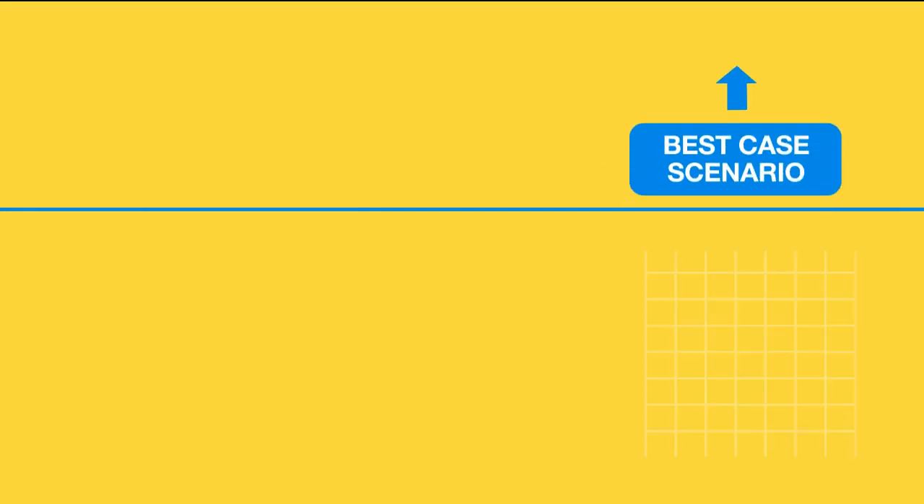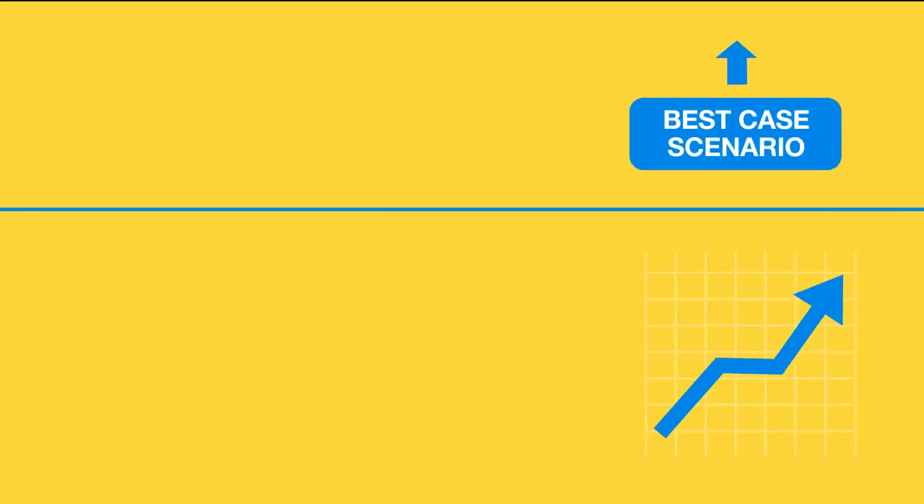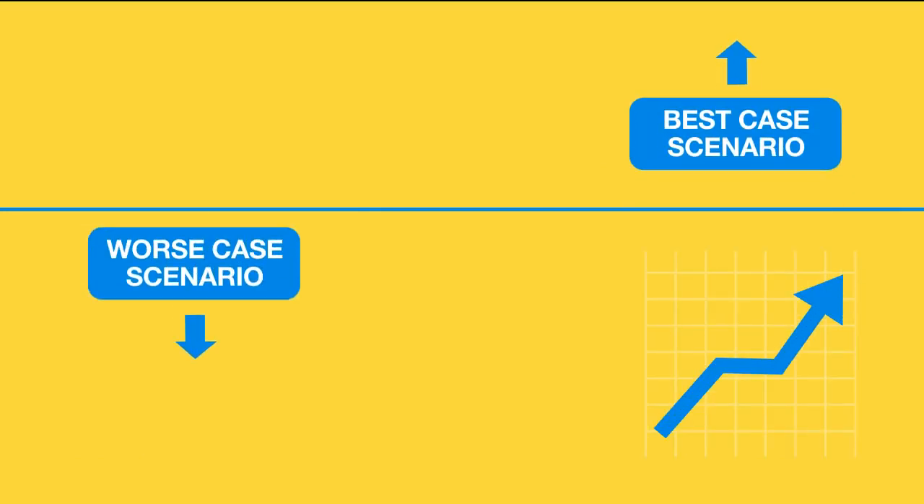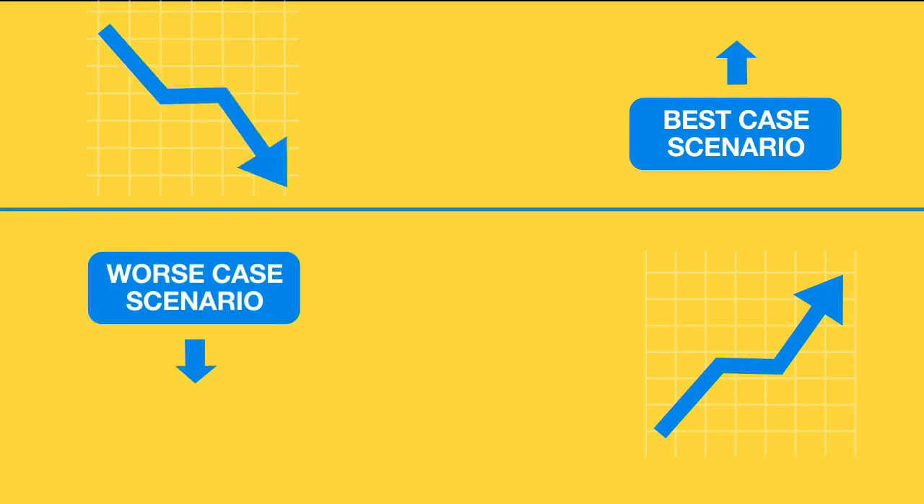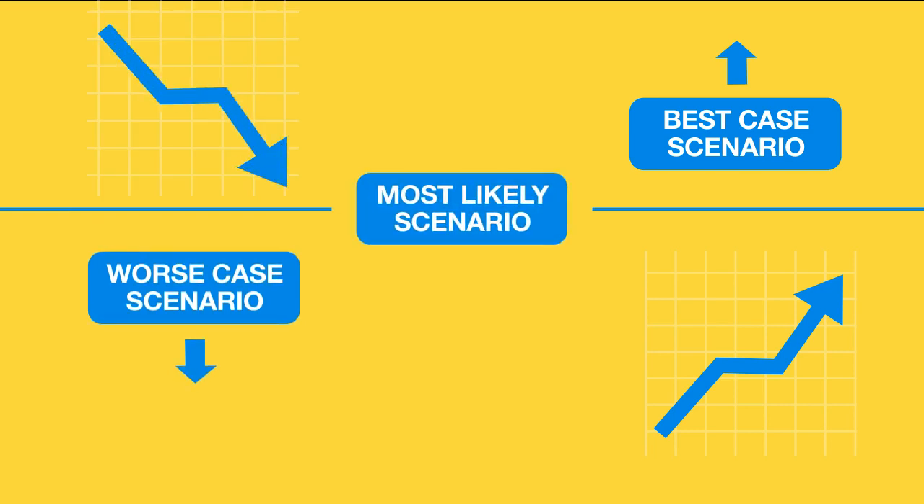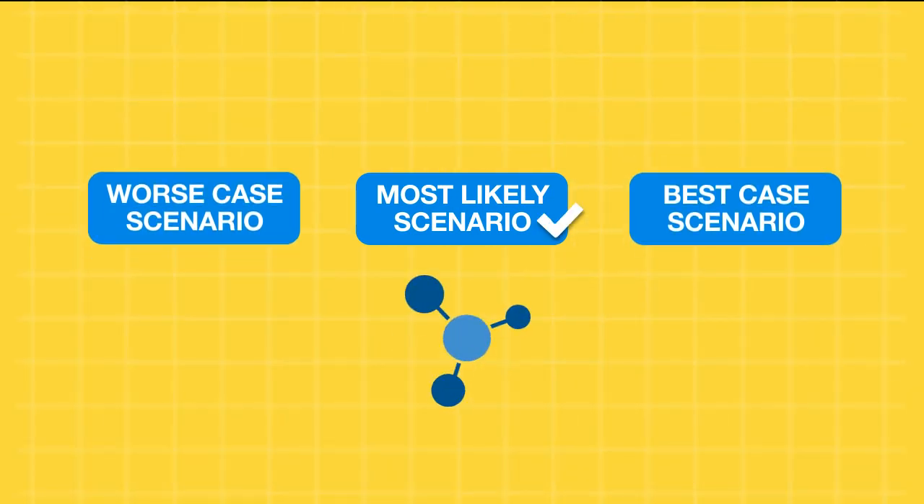The best case scenario assumes that production proceeds better than expected. The worst case scenario assumes that everything goes worse than expected. And the most likely scenario assumes that everything goes according to plan. Overall, 3-point estimating is a useful method for analyzing proposal data. Its results can also be used in Monte Carlo simulation software for further evaluation.